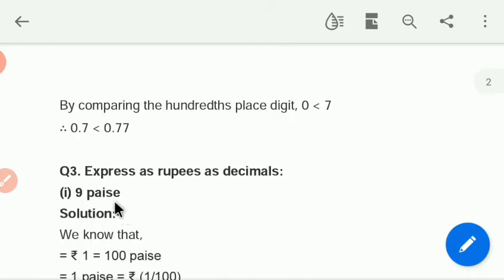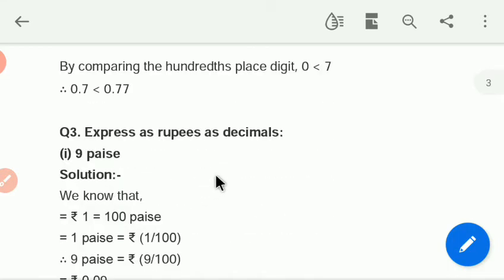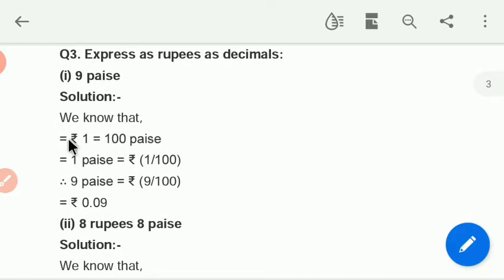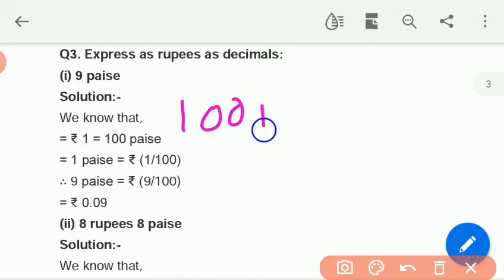Now question number 3. Express as rupees using decimal. Now the question is given in paise. You have to express it in rupees. We know that 1 rupee is equal to how many paise? 100 paise. But here it is given in paise and we have to change into rupees. So if 1 rupee is 100 paise, then 1 paise will be rupees 1 upon 100. Here you have to take 100 to this side. Or you can write that if 100 paise is equal to rupees 1.